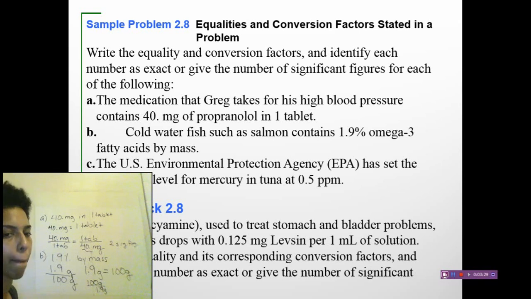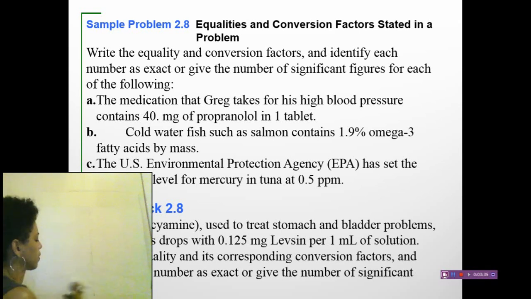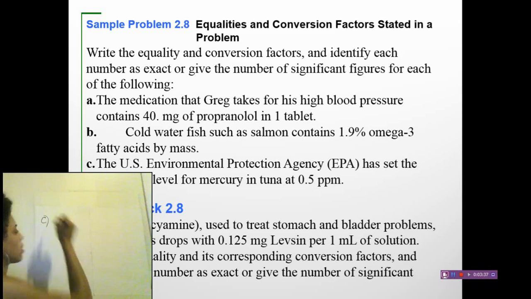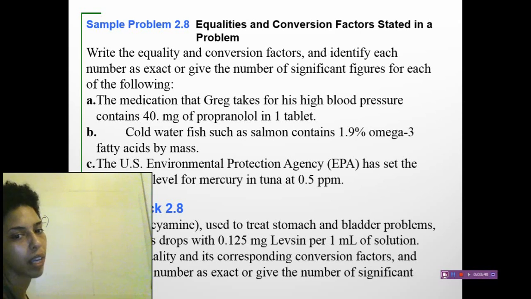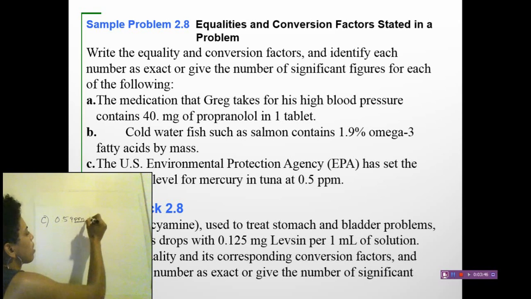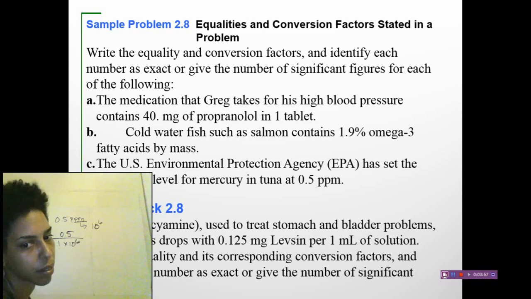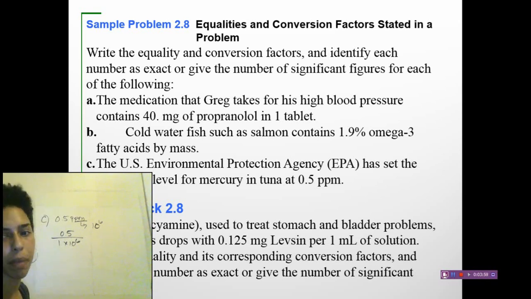Let's take a look at C. C says that the EPA has set the maximum level for mercury in tuna at 0.5 ppm. Well, ppm, the m is parts per million, so that's 10 to the 6, so that's just 0.5 over 1 times 10 to the 6.